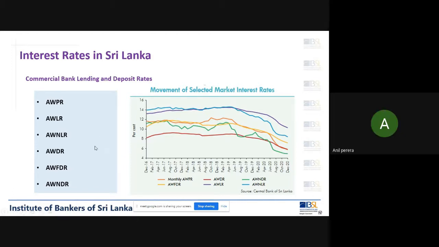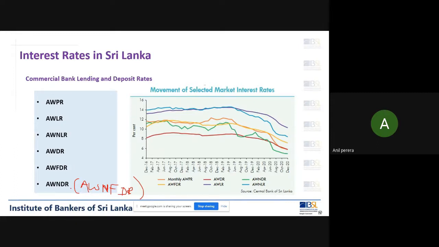Now, if you read the annual report, probably you may have seen there's another rate. I have not taken it here. Now we have NDR now. You can also calculate, and it is calculated, AWNFDR. What is that? Average weighted new fixed deposit rate. Exactly, yeah. We have this FDR now and NDR now.